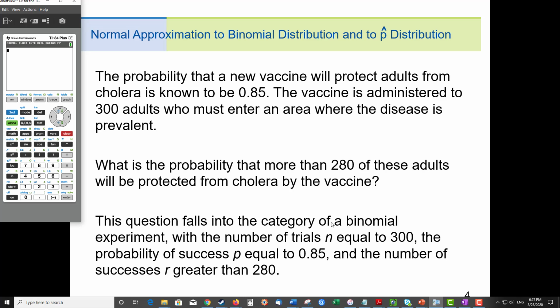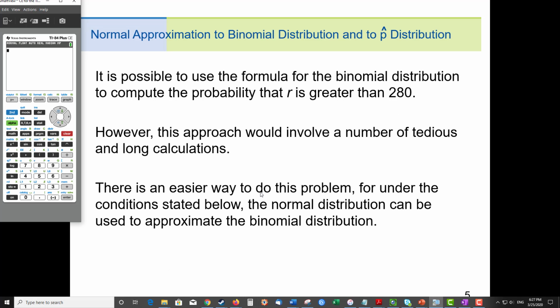This is a type of binomial experiment. We have 300 trials, that's our n. Our probability of success is 0.85, and the number of successes r, or x in the calculator, we want to be greater than 280. So 281 through 300. Now, we could use the formula for the binomial distribution, but that would take a long time. It would even take some time on the calculator. So there's an easier way to do it.